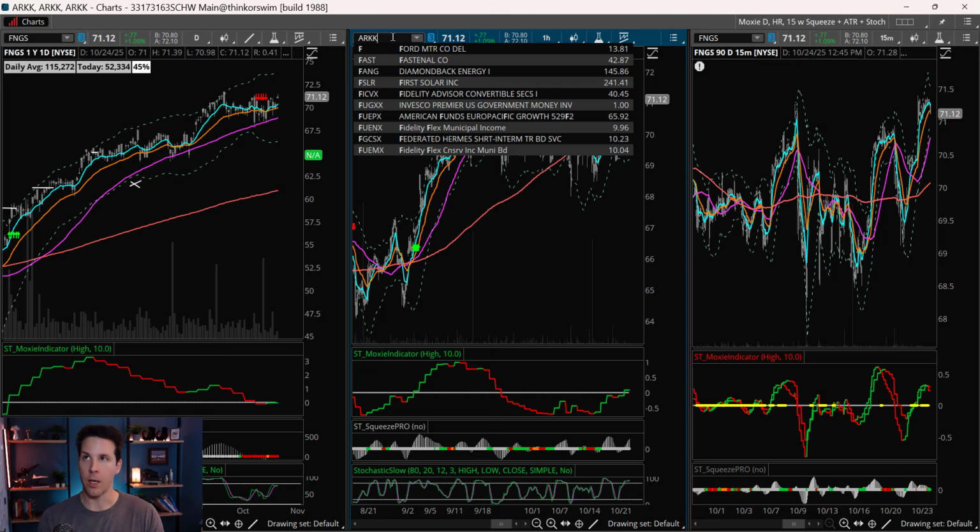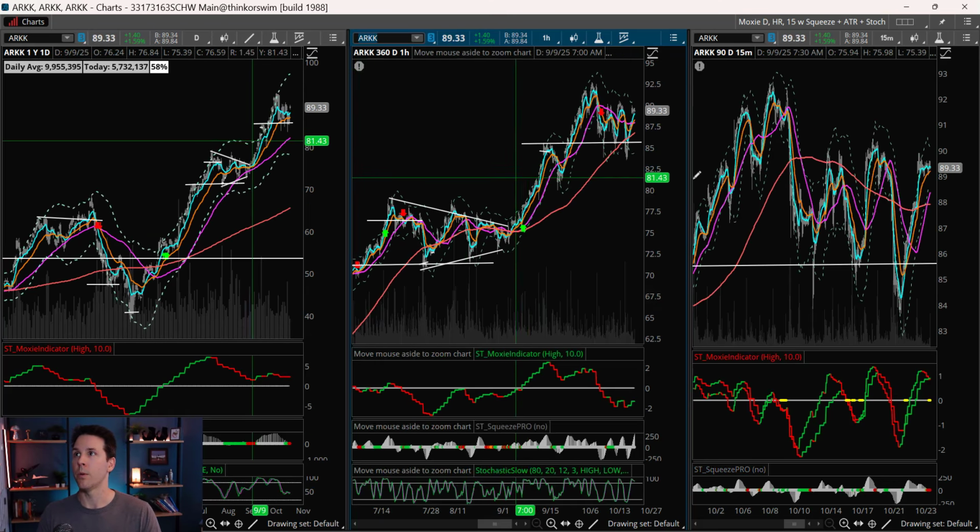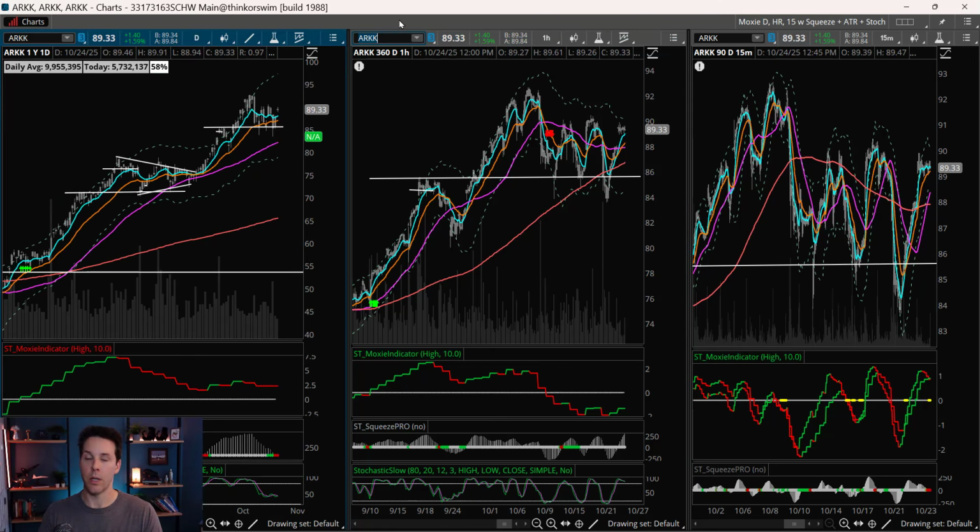We can look at ARKK. This too, last week I said, hey, I think we're going to get another pullback for the same reason. Look at price over the hourly 50. Notice the Moxie indicator below 0. So I don't think this thing's ready to go yet. And I said it's probably going to do a flag, kind of something like this. One was longer, one shorter. But yeah, you can just see it's flagging.